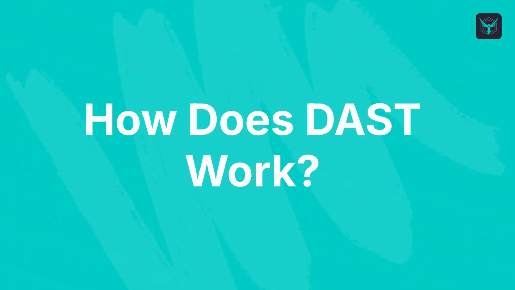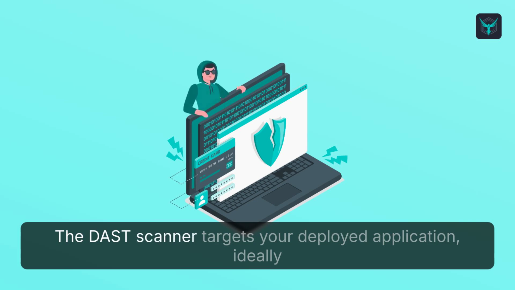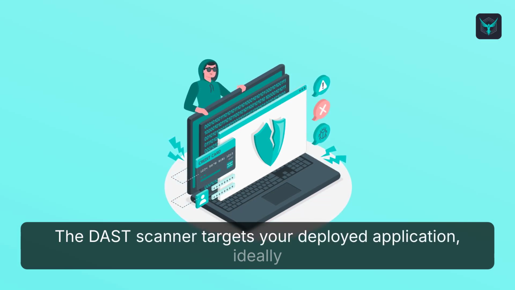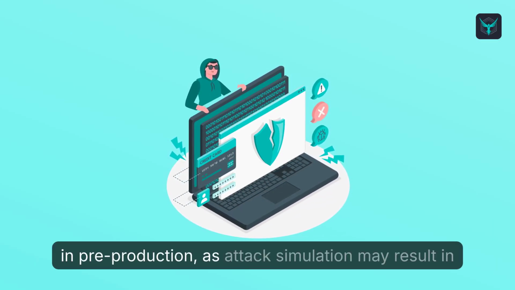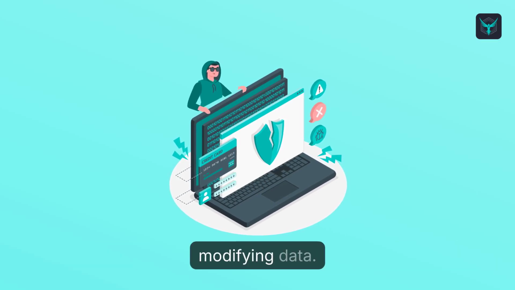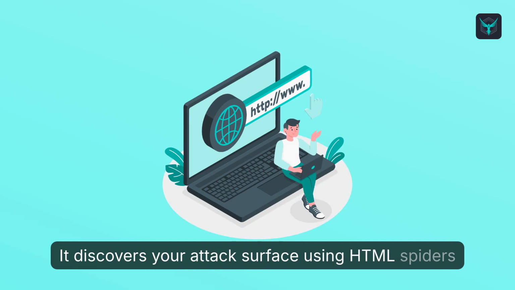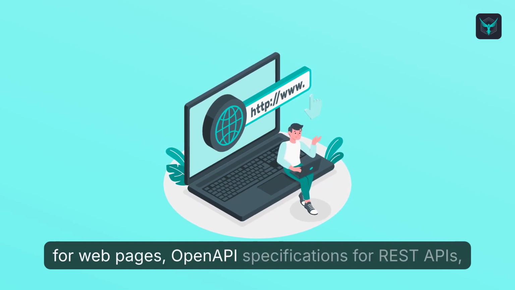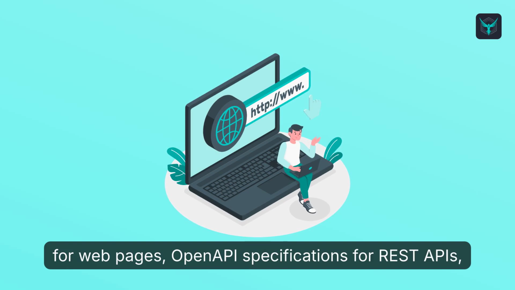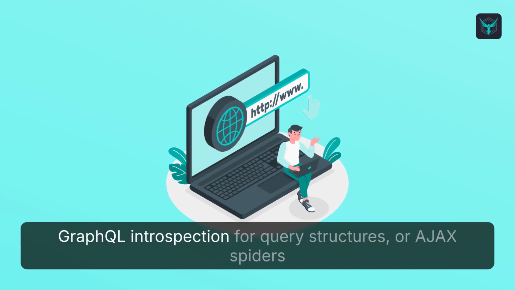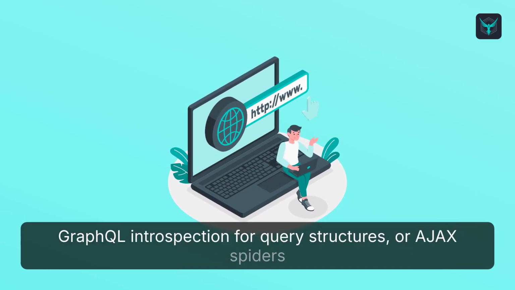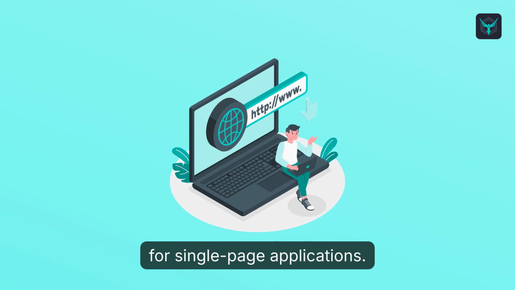How does DAST work? The DAST scanner targets your deployed application, ideally in pre-production, as attack simulation may result in modifying data. It discovers your attack surface using HTML spiders for web pages, OpenAPI specifications for REST APIs, GraphQL introspection for query structures, or AJAX spiders for single-page applications.